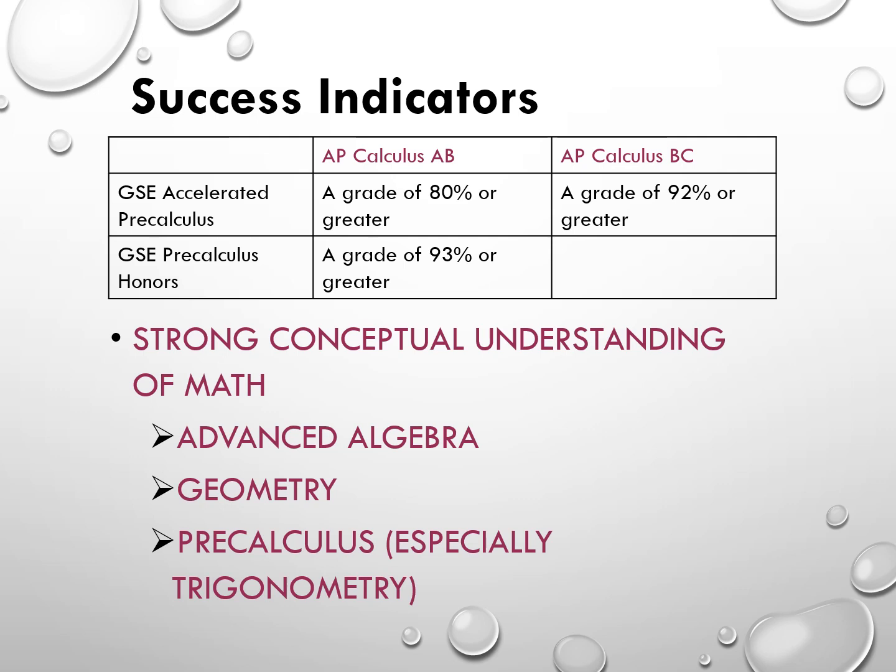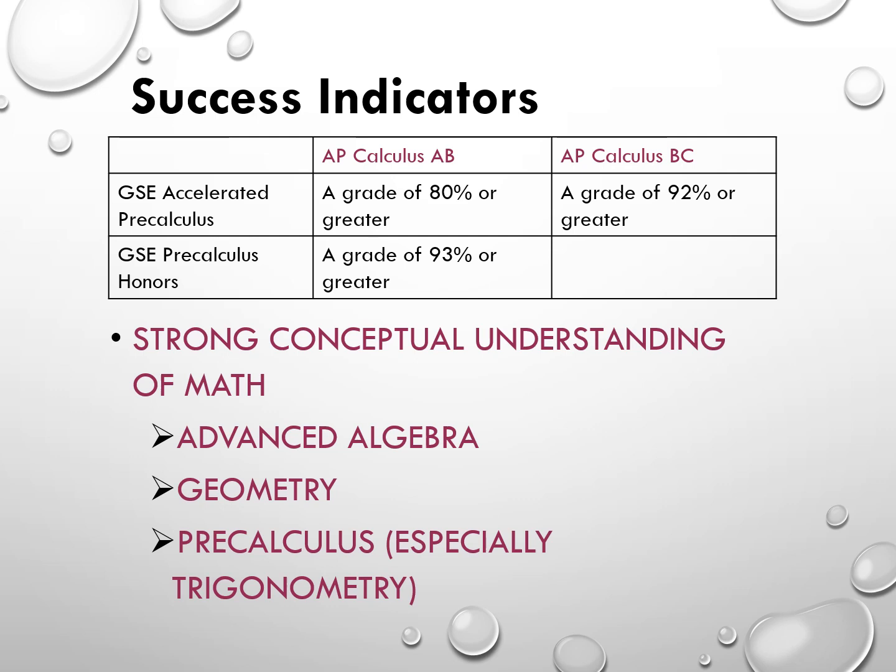So these are the numbers that we generally see that show success in these 2 courses. If you are a student in accelerated pre-calculus currently and you have an 80 or above, you would probably be very successful in AP Calculus AB. Or if you're in the pre-calculus honors course, we recommend a grade of 93 or greater. And these aren't the hard cutoffs, these are just the numbers that we see that generally show success in AP Calculus AB.